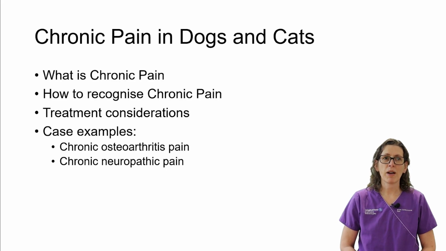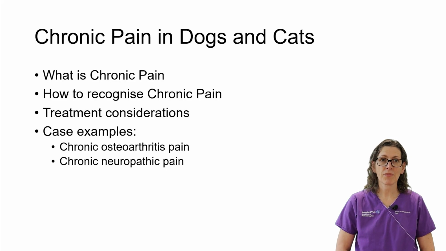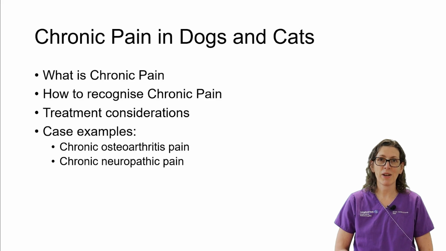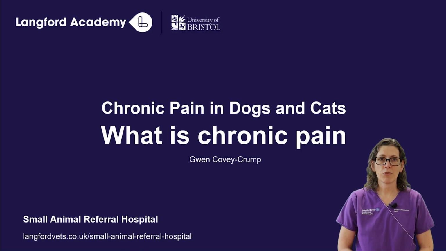So we're going to think about what chronic pain is. We're going to think about how to recognise chronic pain. And then we're going to think about some treatment considerations and some case examples, using osteoarthritis and neuropathic pain as examples. So what is chronic pain?